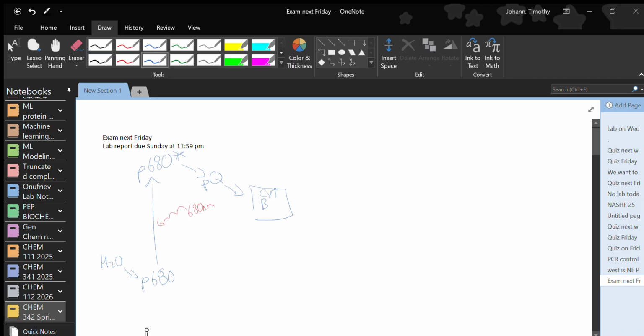Plastoquinone is then going to transfer those electrons to our cytochrome B6F complex. And as the electrons go through, we're going to pump some protons across the membrane. We are pumping those protons into the lumen, or the thylakoid lumen. Then we're going to get to plastocyanin. Okay, then down to P700.